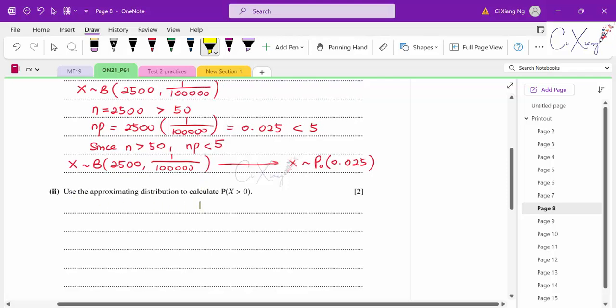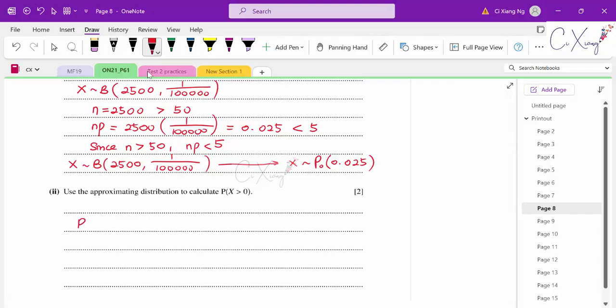Use the approximating distribution to calculate the probability of X greater than 0. Okay, so to find the probability for X greater than 0, for your information, binomial is a discrete random variable. Poisson is also a discrete random variable. Both of them are discrete, therefore continuity correction is not needed. If you're changing from discrete to continuous, then only you need continuity correction. But for this one, both are discrete, so no continuity correction is needed, yeah?